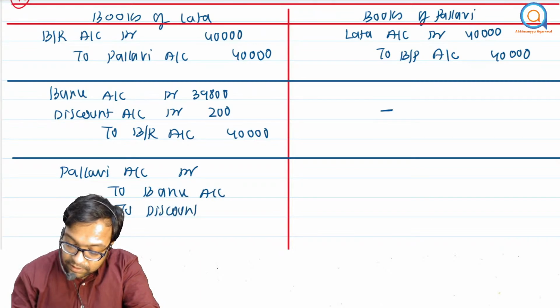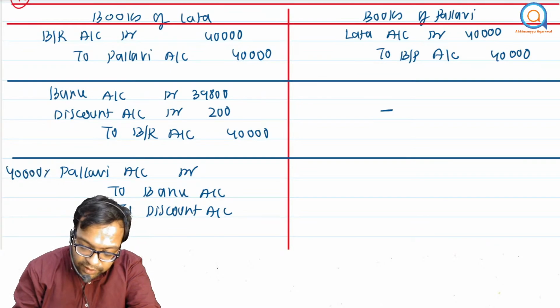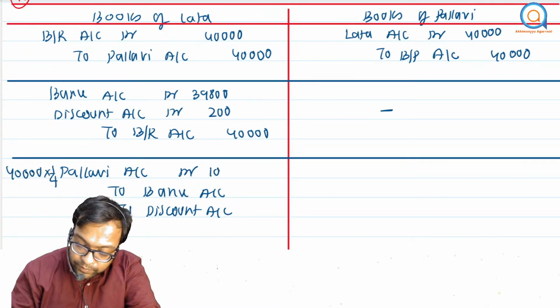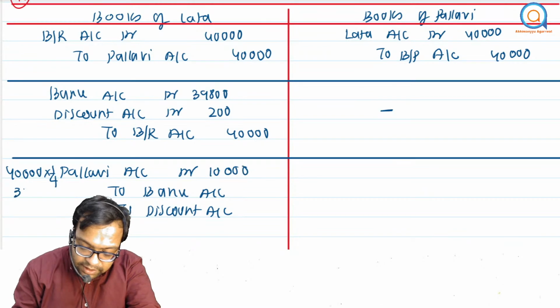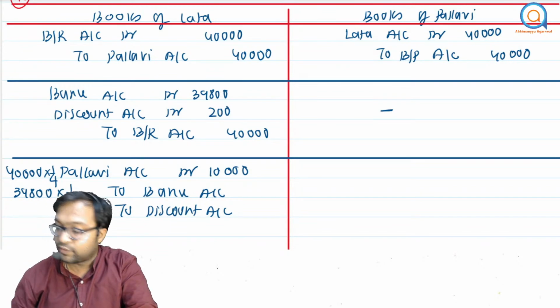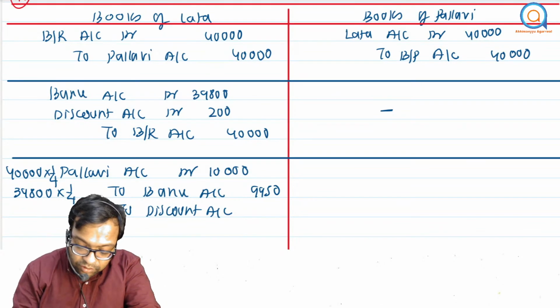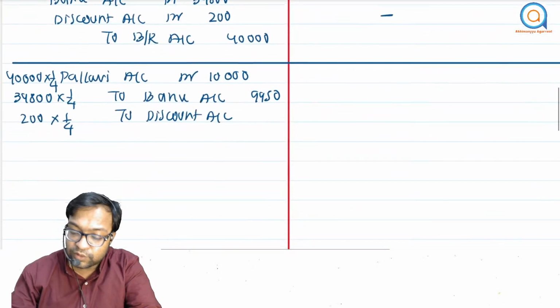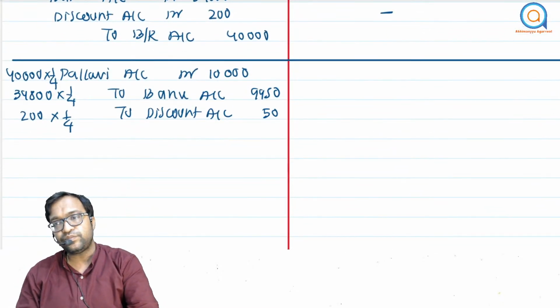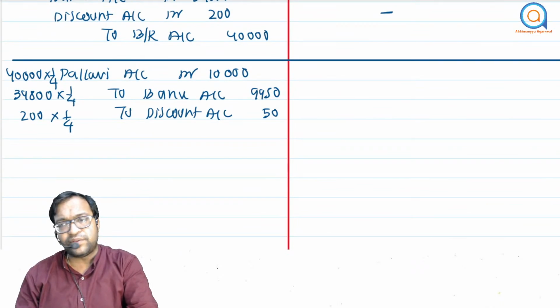Very simple, sir. Out of 40,000, Pallavi's share in the bill is 1/4, that is 10,000. Out of the money received, 39,800, Pallavi's share is 1/4, that is 9,950. And out of the discount of 200, Pallavi's share in the discount will be 1/4, that is 50 rupees. So Lata has given this money to Pallavi, so Pallavi will receive the money.